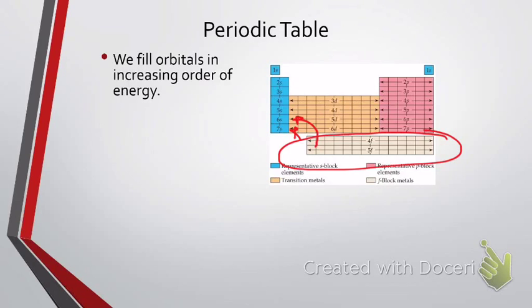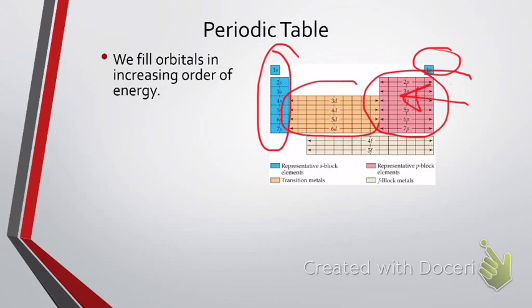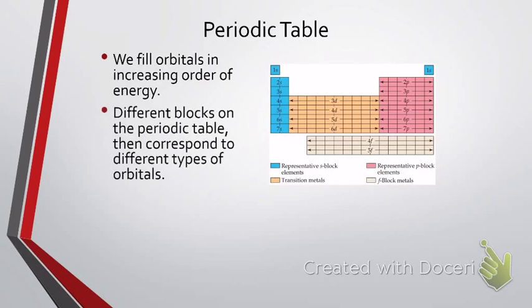I also want to point out that the last electrons for anything in those columns are in the s, except for helium. Helium is an outlier. Then the last electrons for all of these are in the p's. These are all in the d's, and the lanthanides and actinides are in the f subshells. So different blocks on the periodic table correspond to different types of orbitals. That's why you can get a lot of information from the periodic table.